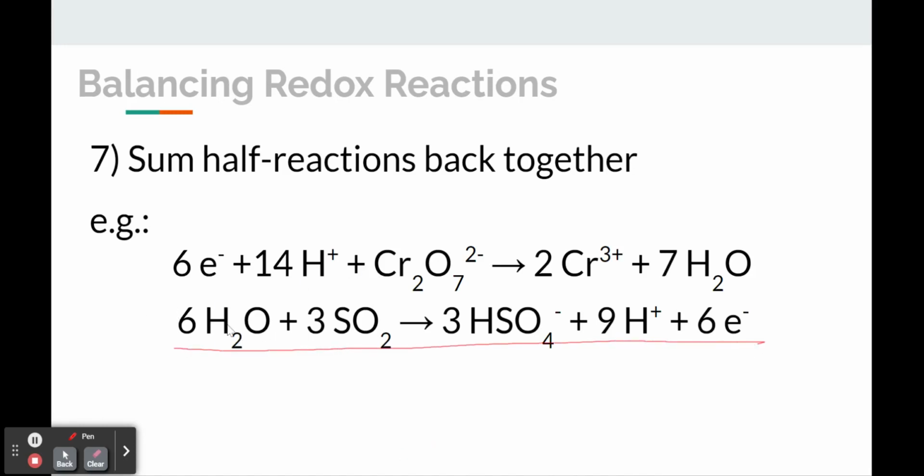So we'll take these half reactions and add them up. The 6 electrons are going to cancel out from both sides, so we can just leave that out. Electrons are always going to cancel out because we've adjusted them. All right, so let's write down what we have here.